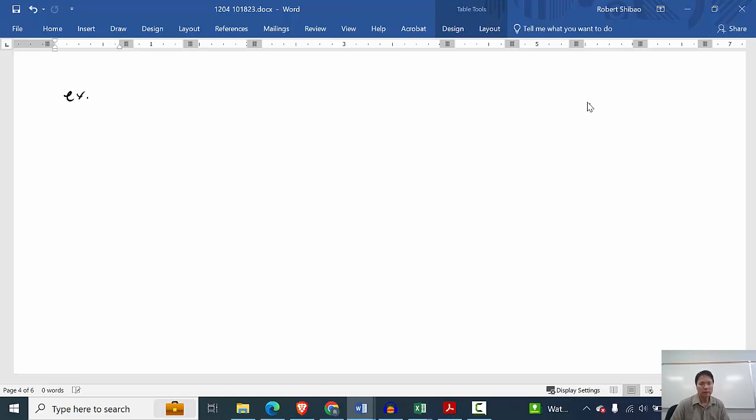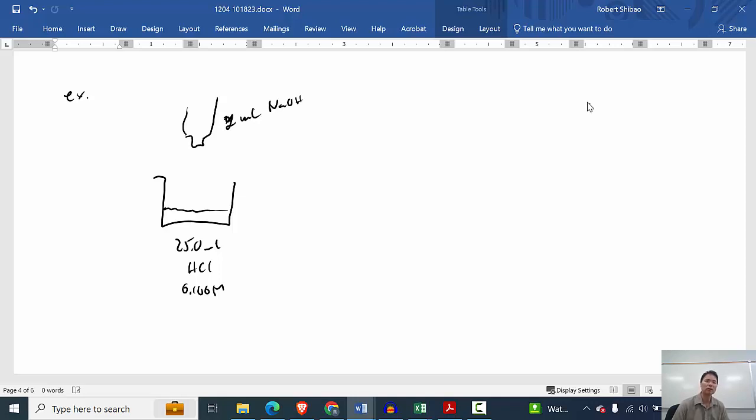In this example, we have 25.0 milliliters of hydrochloric acid at 0.100 molar. Then we're going to titrate this with varying amounts. We'll call it Y, since X is your usual change. So I'll call it Y milliliters of sodium hydroxide, at 0.100 molar.